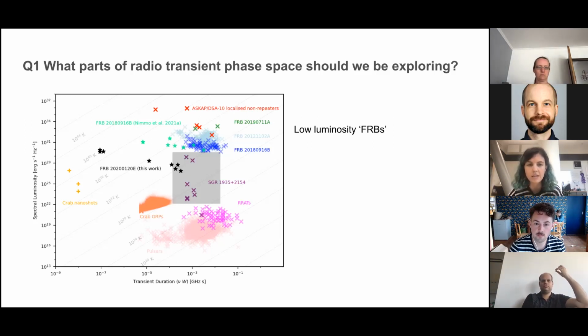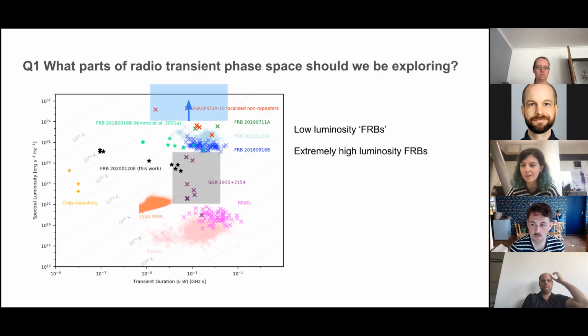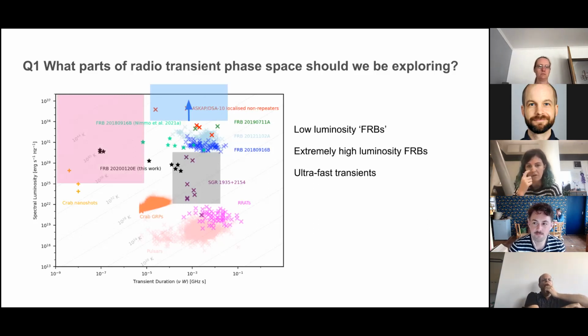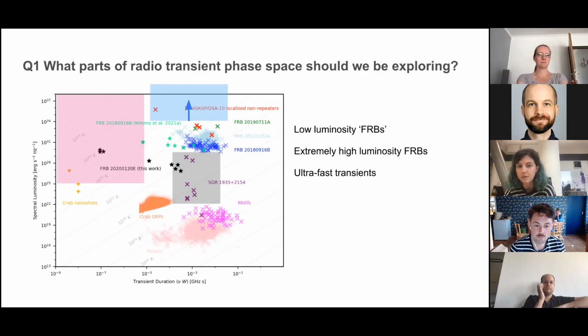The second is extremely high luminosity FRBs, arguably the rare FRBs, really high luminosity FRBs. And then you have the ultra short duration or ultra fast transients. So most FRB surveys operate at like 100 microseconds to milliseconds. So likely if there are transients that are nanosecond to microsecond, FRB surveys are probably not going to detect them.